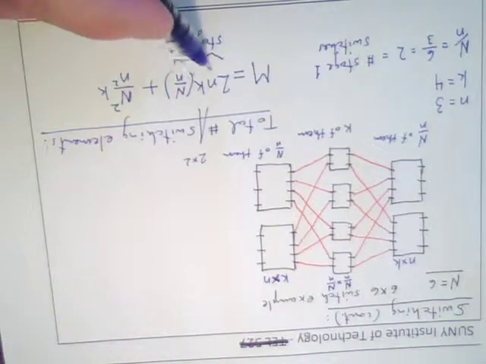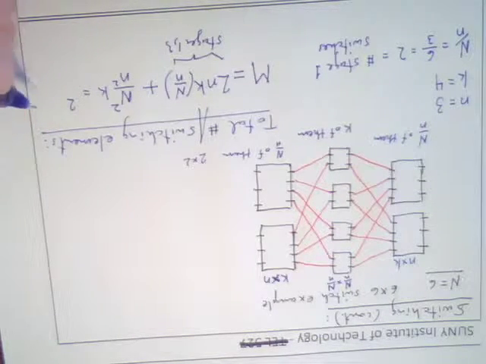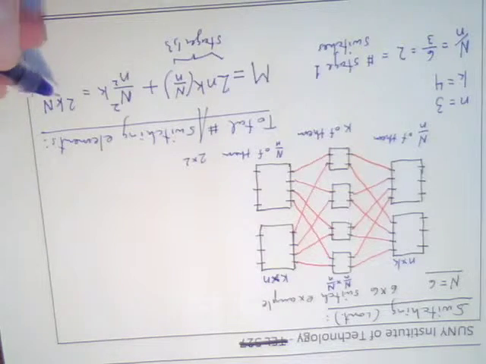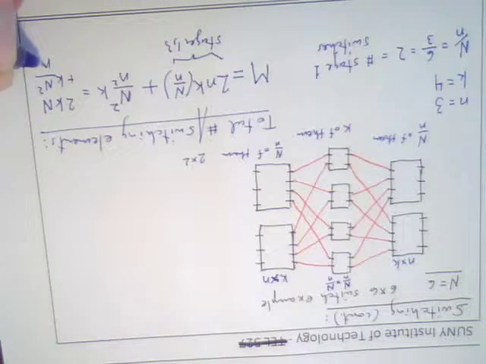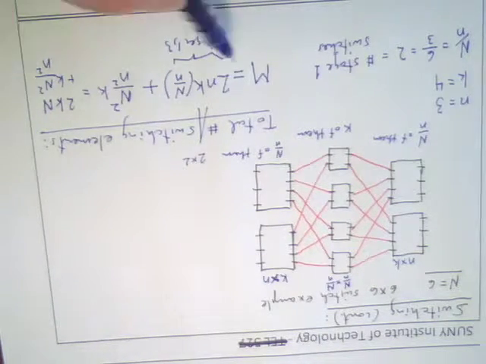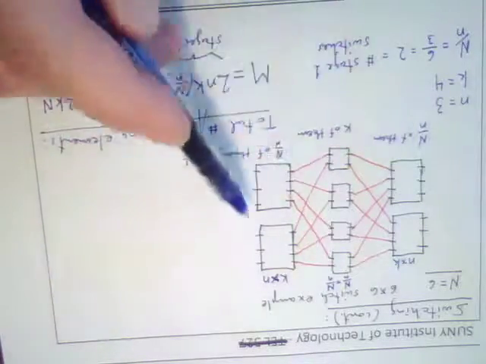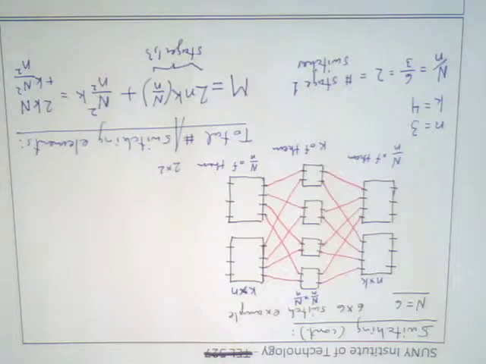And so you can see the little n's cancel here, and I get 2k big N plus k N squared over little n squared is the final number of switching elements in this three-stage design that I just showed here. Okay, I think I better end there and do another video after this.